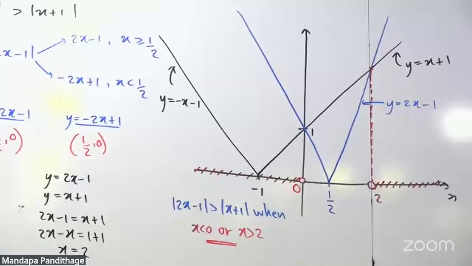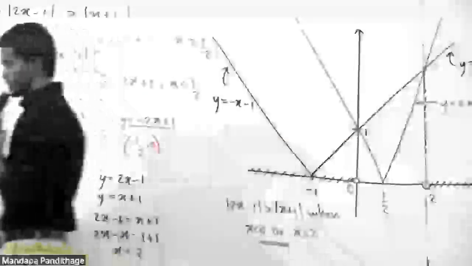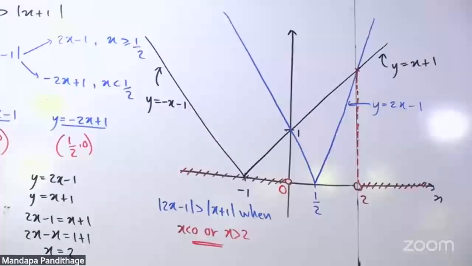Then do this one. Question number 11. When you are doing question number 11, use the same 2x minus 1 modulus graph. You don't have to write the definition again. I told you to use the same 2x minus 1 modulus graph. So then we only have to write the definition of modulus x plus 1.